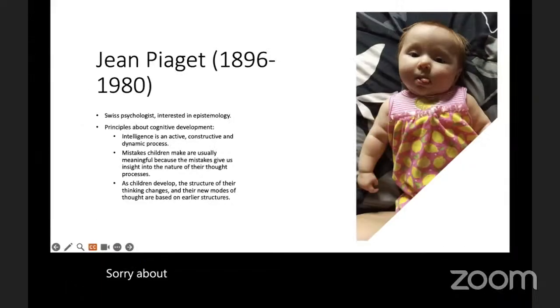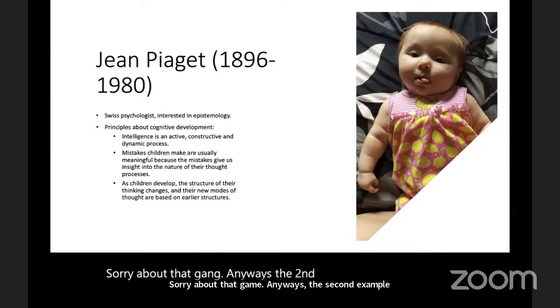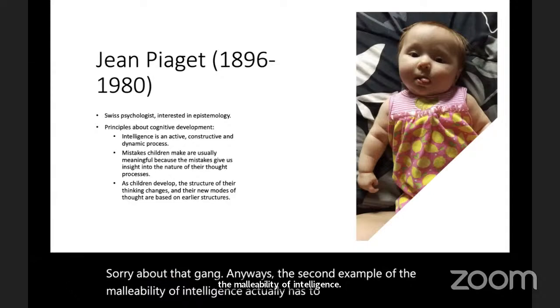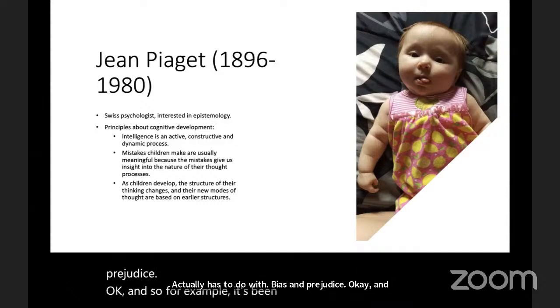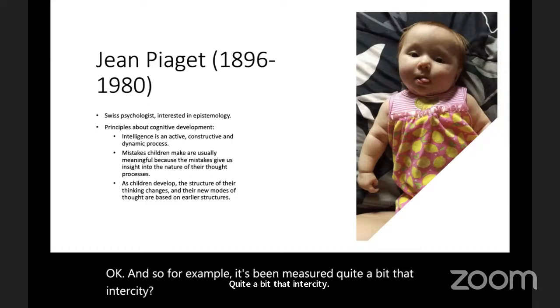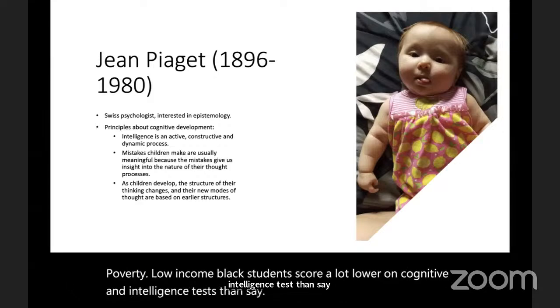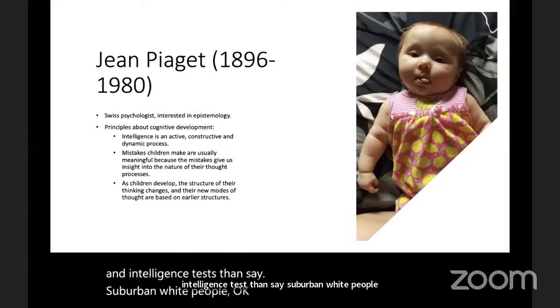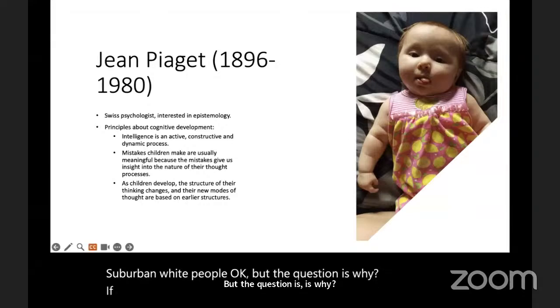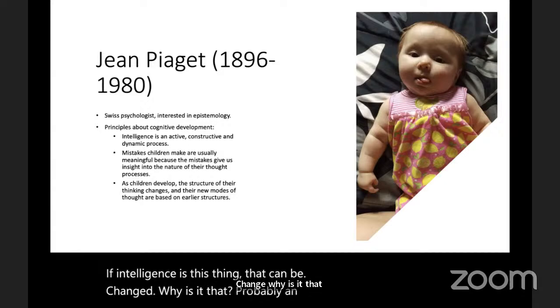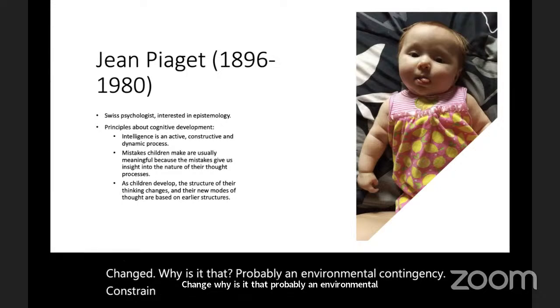Sorry about that, gang. Anyways, the second example of the malleability of intelligence actually has to do with bias and prejudice. Okay. And so, for example, it's been measured quite a bit that inner city, poverty, low income Black students score a lot lower on cognitive and intelligence tests than, say, suburban white people. Okay. But the question is why? If intelligence is this thing that can be changed, why is it that probably an environmental contingency constrains some people's intelligence? Okay.